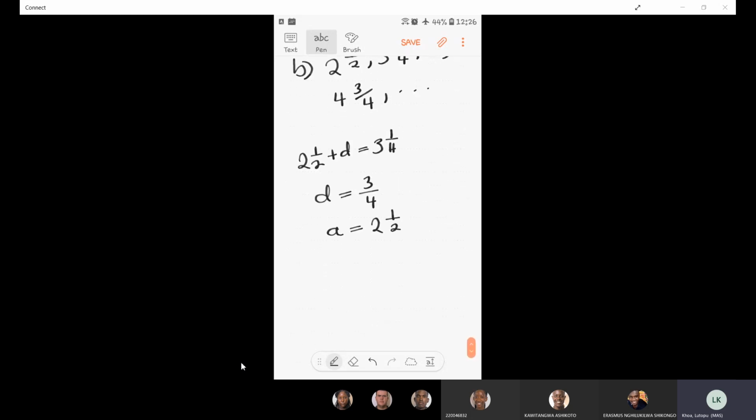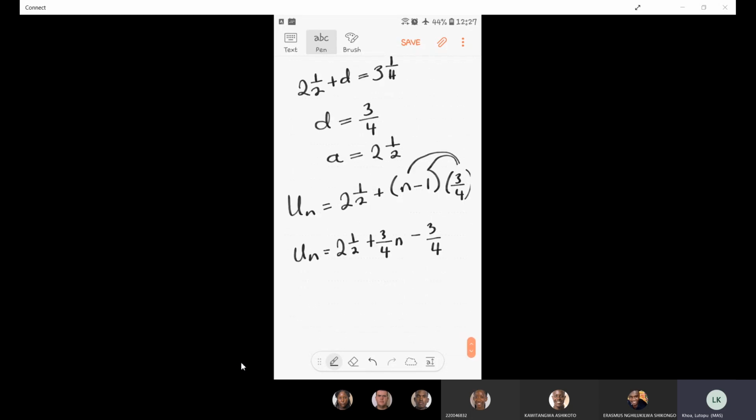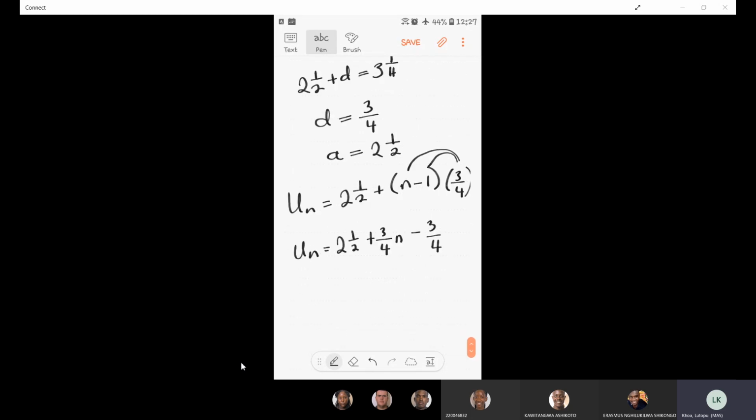Okay, so now that I have A and D, I write the formula for UN. This is 2.5 plus n minus 1, and then multiply this by D, which is 3/4. And then you multiply this out and then simplify. So you have UN, this is 2.5 plus 3/4n minus 3/4. So that you work it out on your calculator.